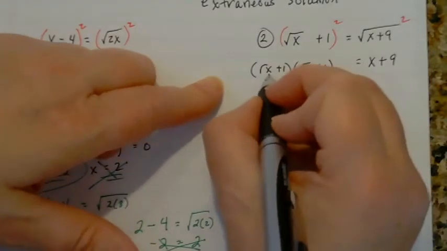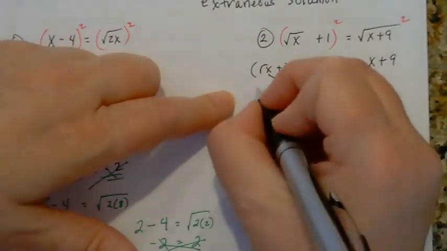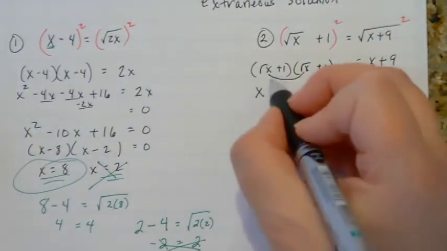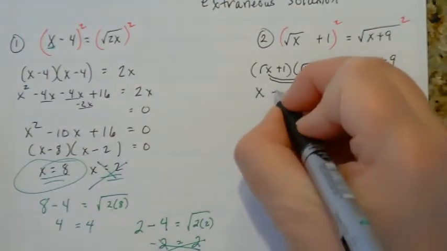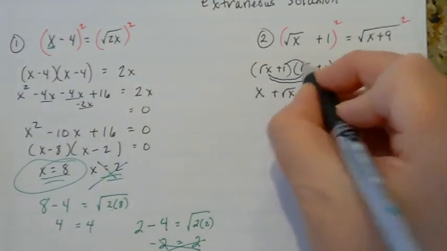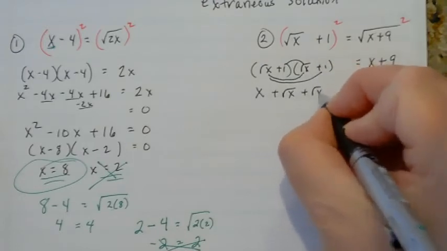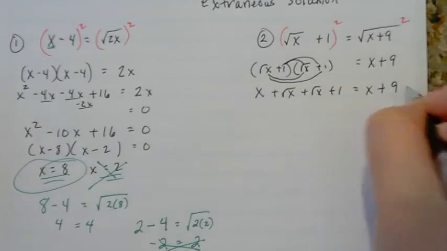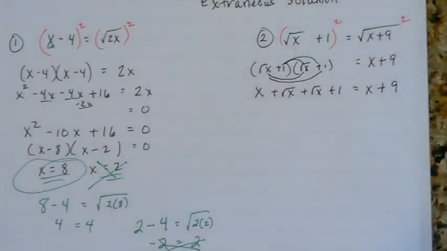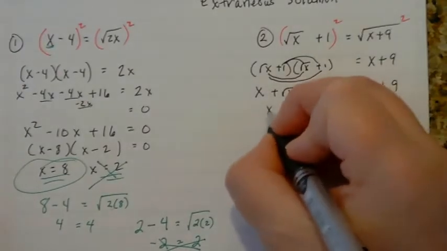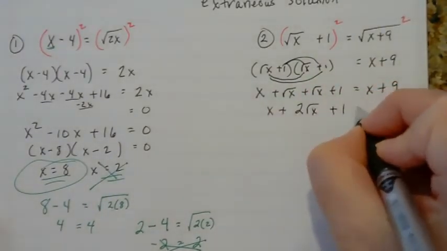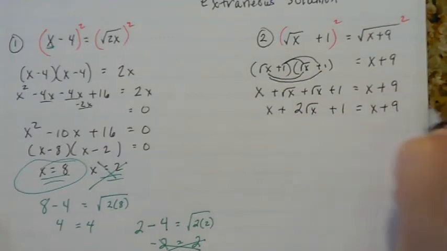So when I multiply the square root of x times the square root of x, I just get x because it would be the square root of x squared. This would be plus the square root of x plus the square root of x plus 1 equals x plus 9. So I'll put my like terms together on the left side. So I have x plus 2 square root x plus 1 equals x plus 9.